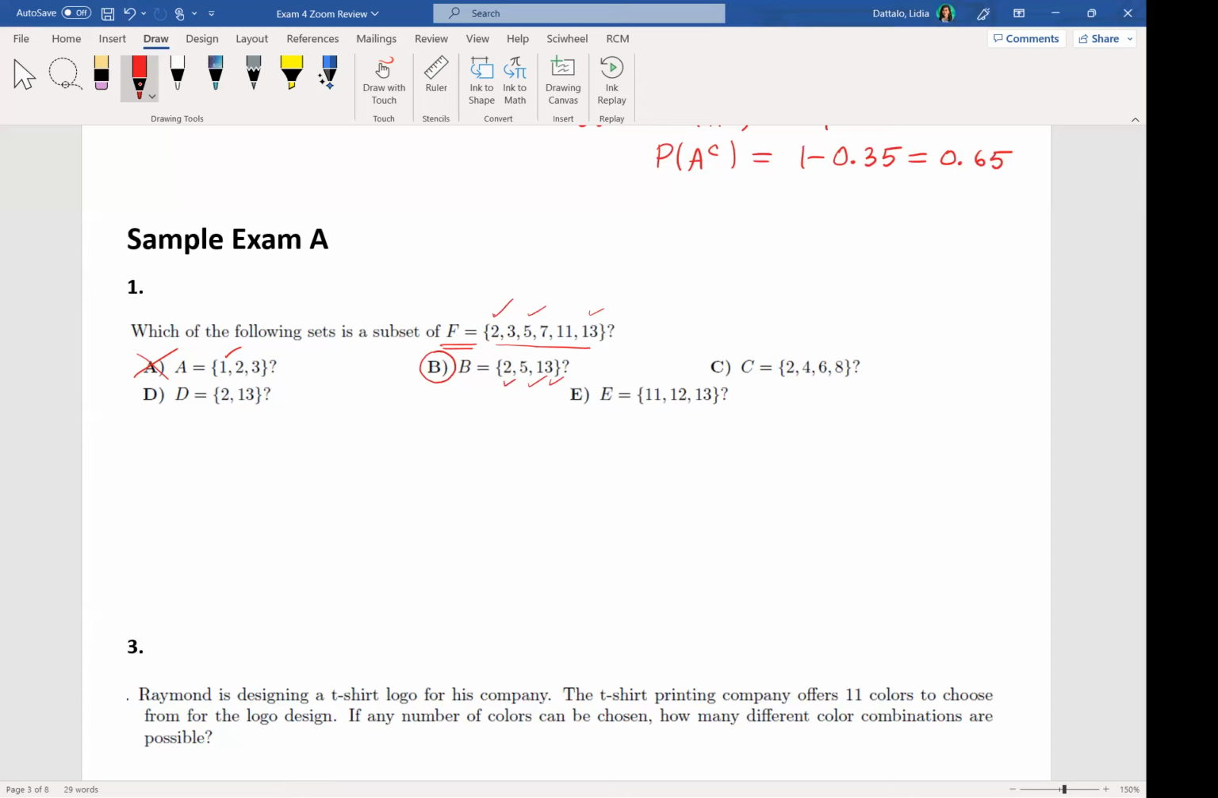Now C, F has 2 but it doesn't have a 4, so it cannot be C. D, well, F has a 2 and F has a 13, so absolutely D would be another subset of F. Now E, F has 11, but no 12, and it does have a 13, so it cannot be E. All the members have to be in F. So B and D are subsets of F.